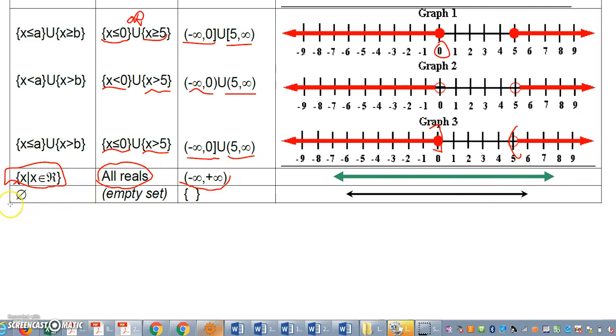Another set would be the empty set, and so this represents the empty set. And another way to represent the empty set is just a set of empty braces, and the empty set means that no values on the number line are part of the solution set. So if you look at this number line, there's no shading. All you see here is the number line. So that's how you would shade the empty set.